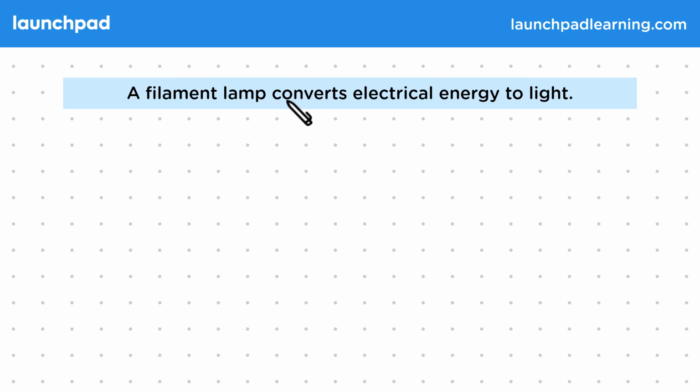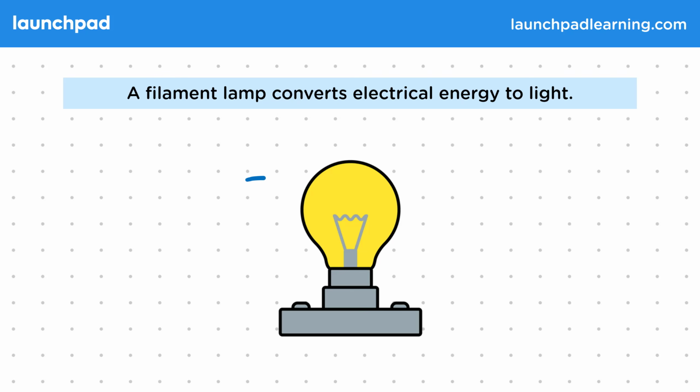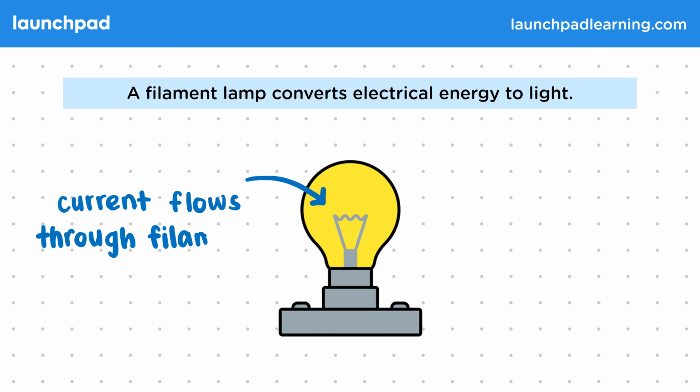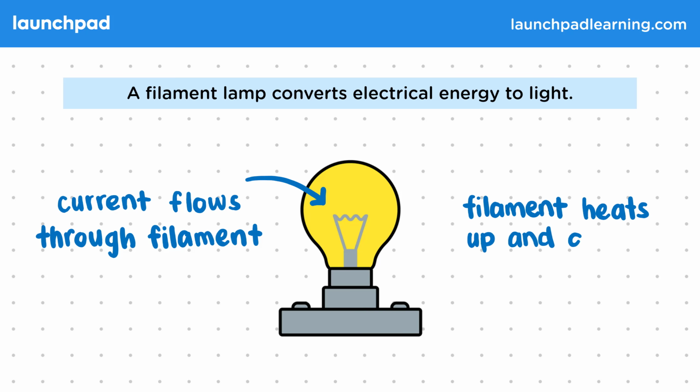A filament lamp converts electrical energy to light. When we connect a lamp like this in a circuit, the current flows through the filament wire found in the bulb. This causes the filament to heat up and glow, which is how we produce light using the electric current.